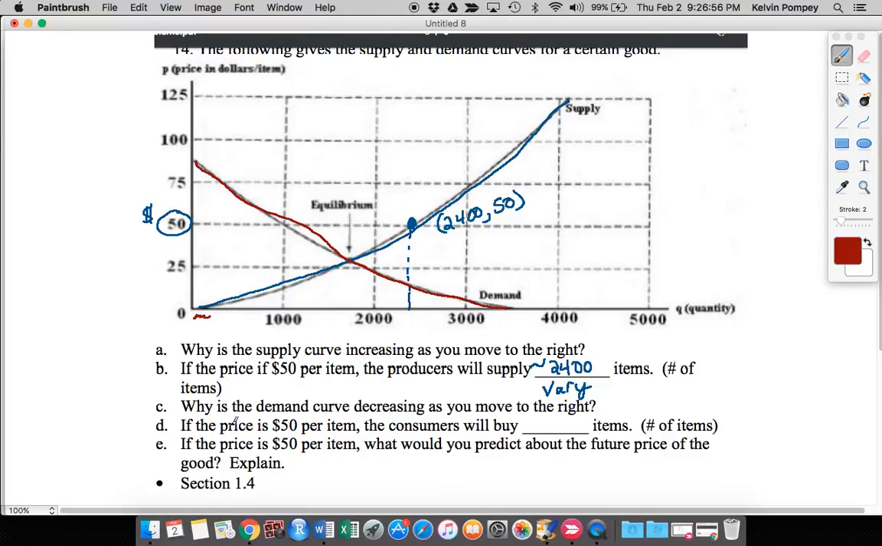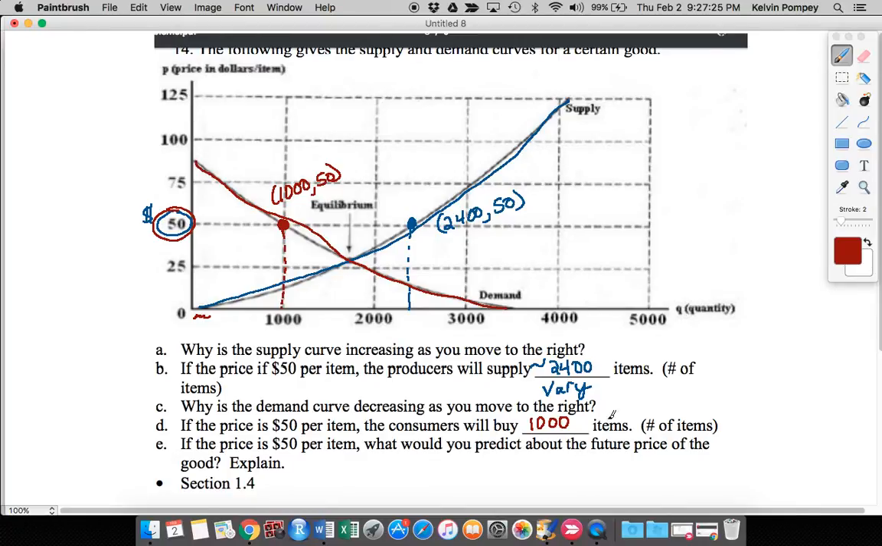Part D, a price of $50, so we have the same $50 here per item. What will consumers be willing to buy? Well, like before, I'm going to go where y equals 50. I'm going to find a point on my graph. And this one's pretty nice here. It's not much of an estimation. This point right here seems to be the point (1,000, 50). If I go down there, I get to 1,000. And so consumers will be willing to buy 1,000 items.